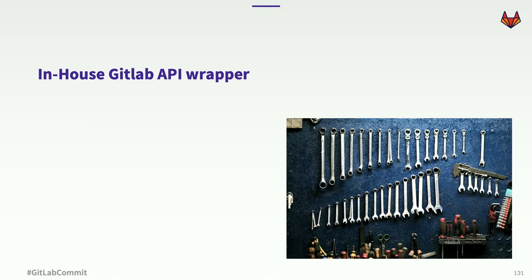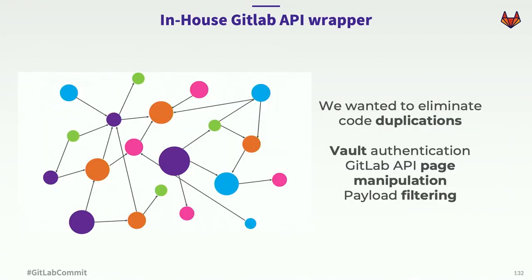Another cool thing that we did is to create an in-house GitLab API wrapper. During the migration, we saw that we have a lot of code duplication in our services. In the AppsFlyer platform group, we write code in Ruby, in Python, in Go, in Bash, and so on. We saw that a lot of people just implemented their own way to, for example, authenticate to Vault, to handle the GitLab API paging, and to filter the payload, and so on.